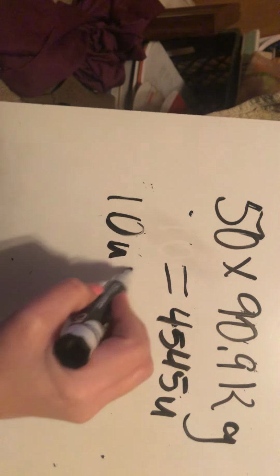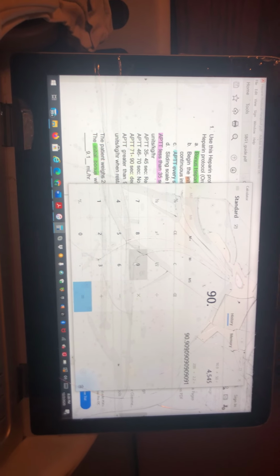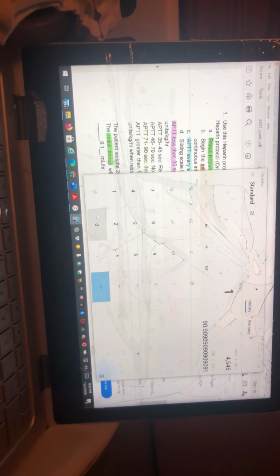And then we are to do a maintenance rate of 10 units per kg per hour. So we're going to multiply 10 units times 90.9 kgs to get our maintenance rate. Just so y'all can see what I'm doing. 90.9 times 10, which I could have done in my head, but that'll be 909 units for our maintenance.